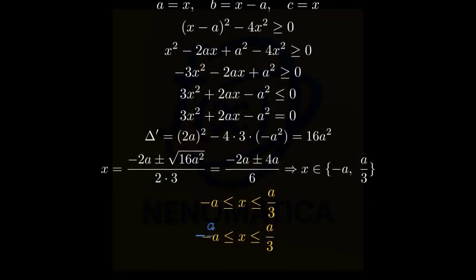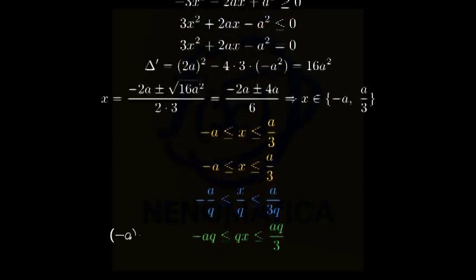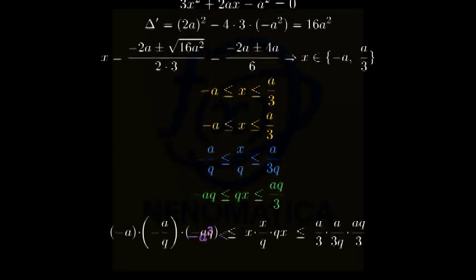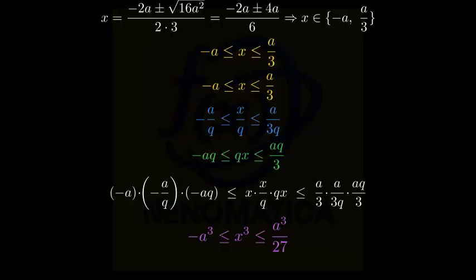Recall the 3 terms are x over q, x, and qx. Using the bounds on x, we obtain corresponding bounds for the other 2. Negative a over q is less than or equal to x over q is less than or equal to a over 3q, and negative aq is less than or equal to qx is less than or equal to aq over 3. Multiply the 3 inequalities side by side. The middle becomes x cubed, the left becomes negative a cubed, and the right becomes a cubed over 27.